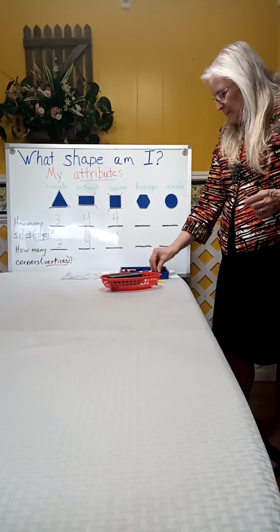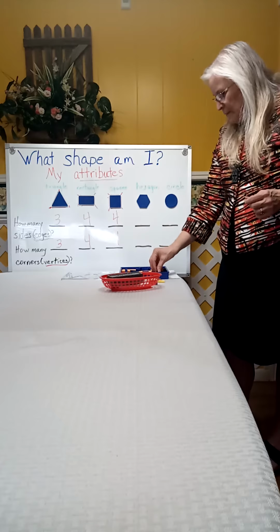1, 2, 3, 4, 5, 6. What about our vertex? Our vertex is where our 2 lines come together. How many vertices do we have? Well, we have 1 here, 2, 3, 4, 5, 6. All right, let's use our attribute block. We have 1, 2, 3, 4, 5, 6 vertices.